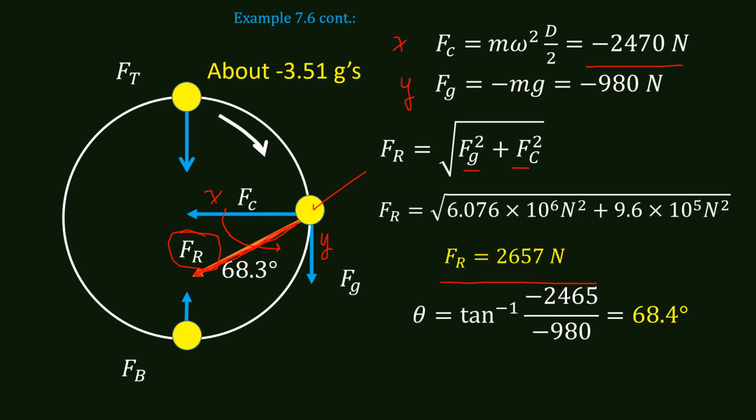So that's about, as I said before, negative 3.51 G's there too. I'm sorry, this is negative 3.51 G's at the top, 1.52 G's at the bottom. Let's look at another example.